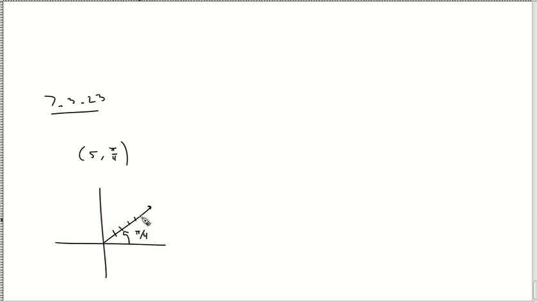1, 2, 3, 4, 5. There's my point P in quadrant 1. So what else could I do to get to that point? Let's try some other stuff. What if I went all the way this way, and then I went backwards 5? So I went backwards 5, but I went more than 45. What would that be over there? 7 pi? No, 5 pi. 5 pi over 4.